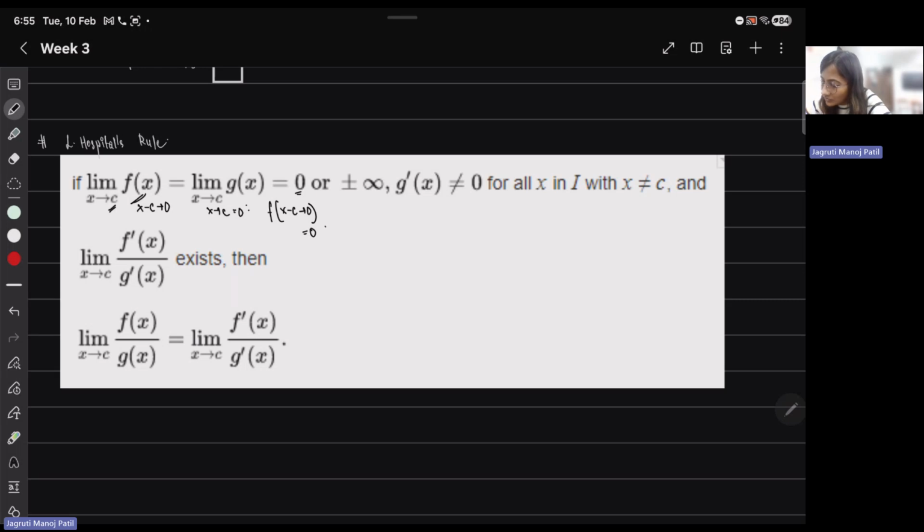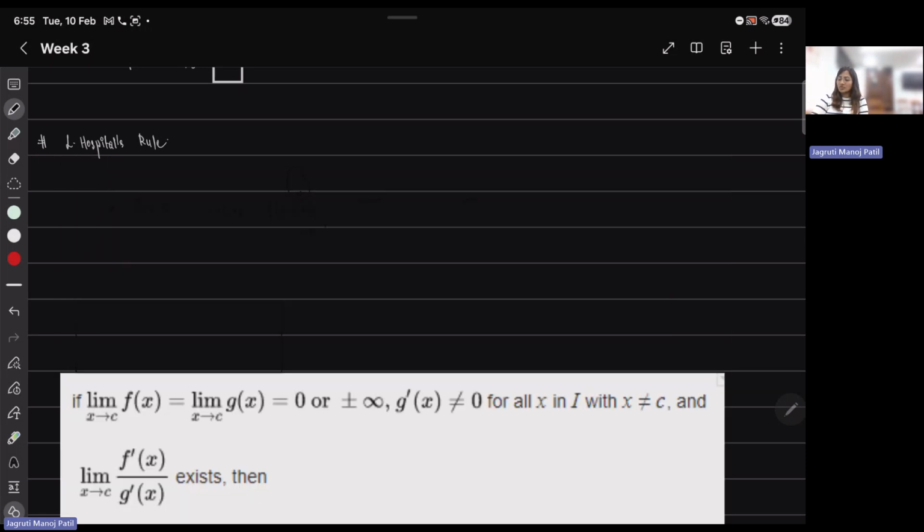If this holds true, either it has 0 or plus minus infinity, then your g dash of x is not 0 for all x within this interval where x is not equal to c. And if the limit as x tends to c of f dash of x by g dash of x exists, then you have this particular rule. So this is the final rule of what L'Hospital tells you, and that was the limits, like how each function should follow.